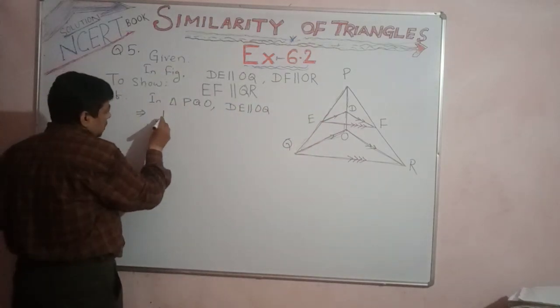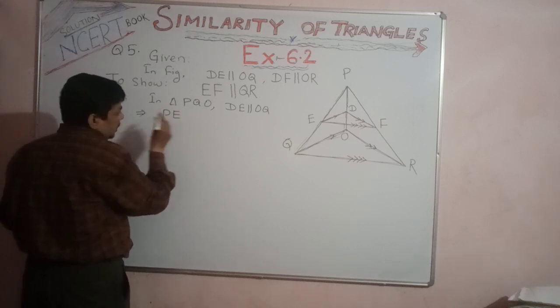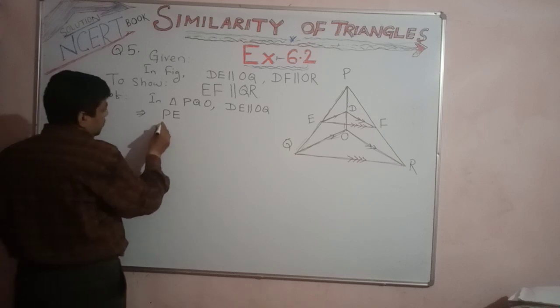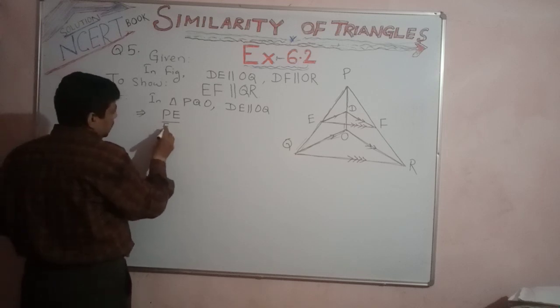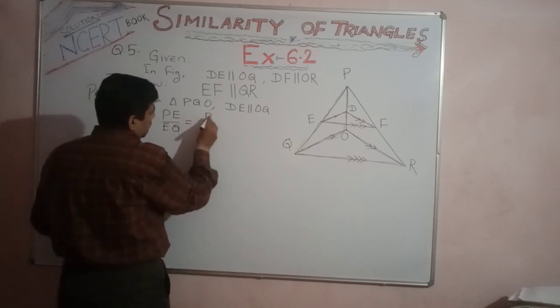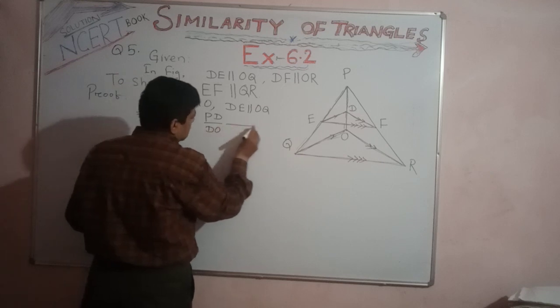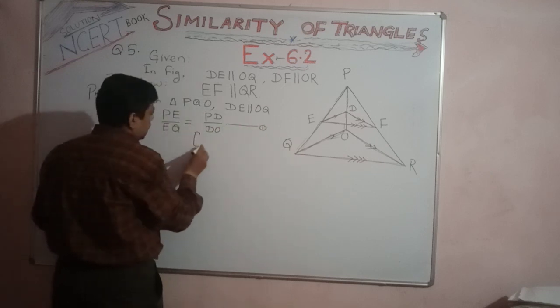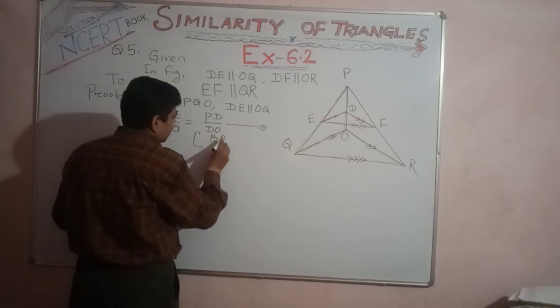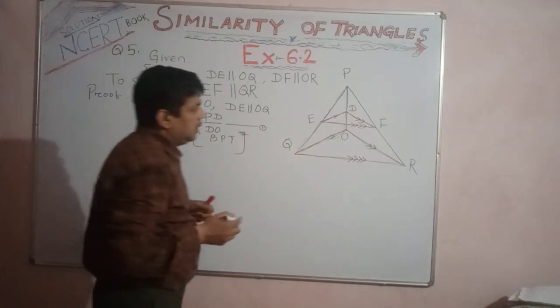So their corresponding sides are proportional. PE upon EQ is equal to PD upon DO. Okay, this is by the basic proportionality theorem. Understand?